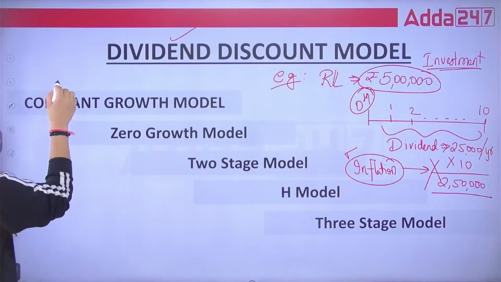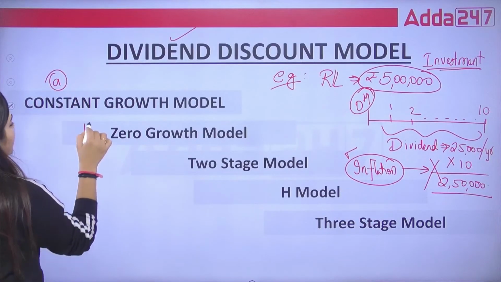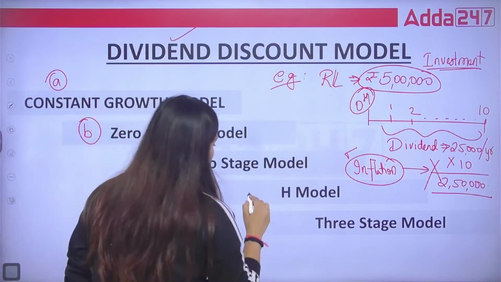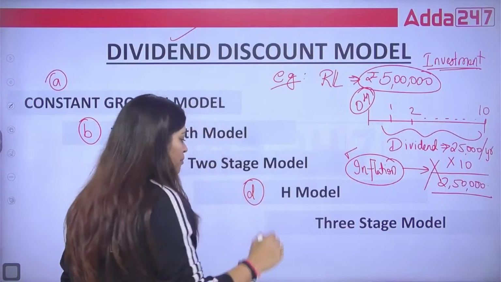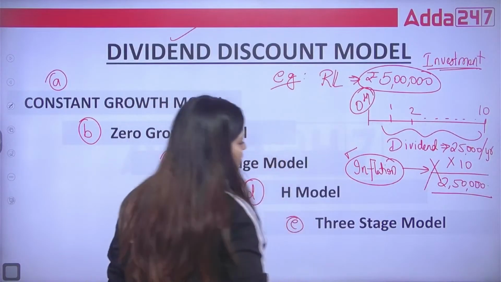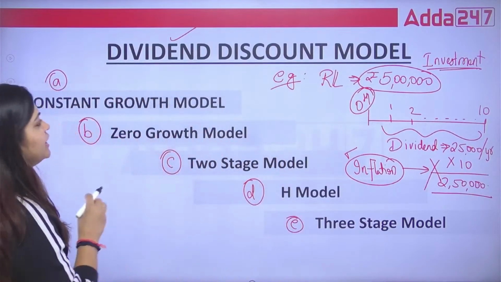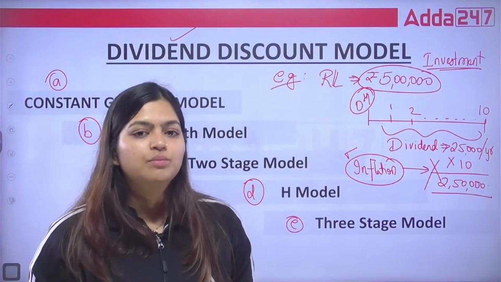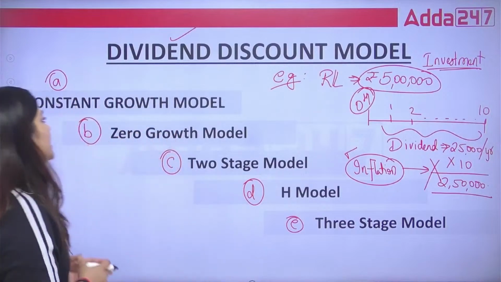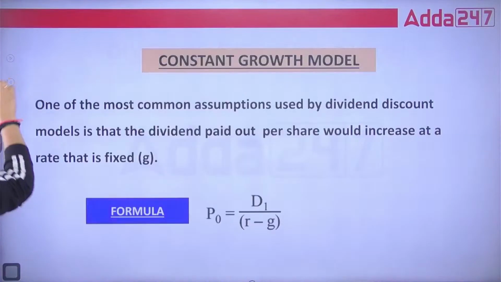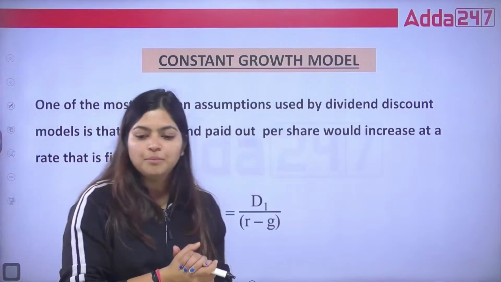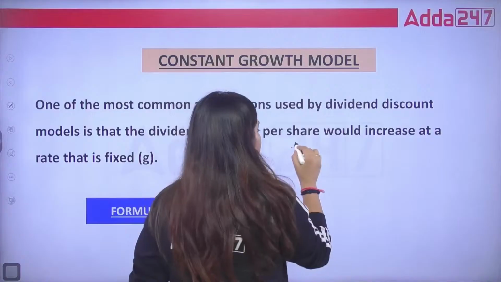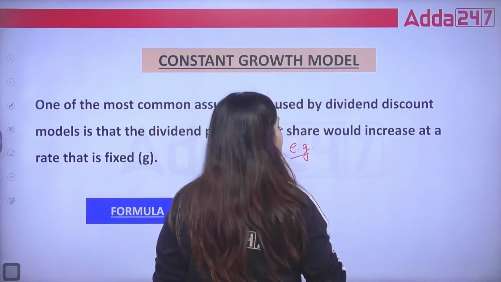Again, the first one is the constant growth model, second is the zero growth model, third is the 2-stage model, fourth is the H model, and fifth is the 3-stage model. These are the 5 different ways through which you can calculate the dividend discount model. Correct? Now, let's start with the first one, that is the constant growth model. Let's take one example and understand this topic.